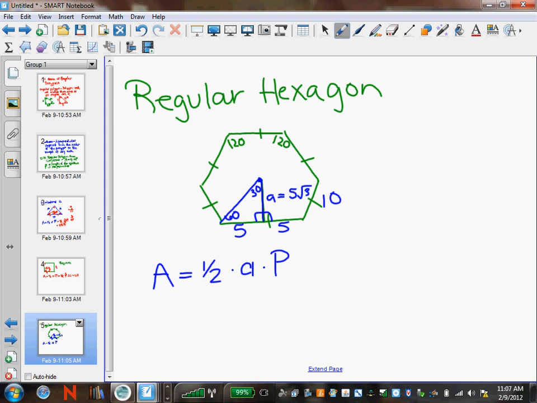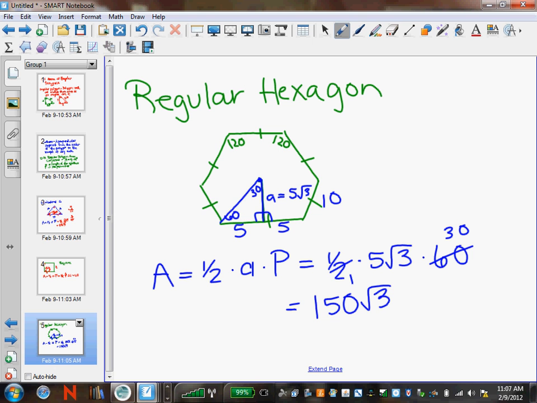So to fill in the formula, I have 1/2 times 5 square root of 3 times a perimeter of 60. I will divide 2 into my 60, and then I will multiply 5 by 30 and get 150 square root of 3 as my answer.